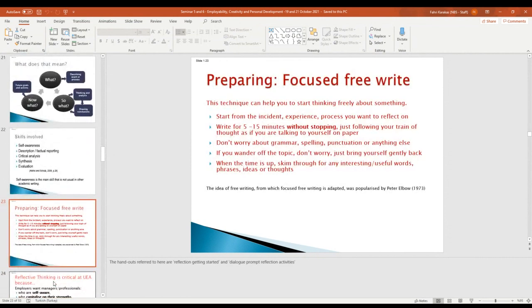So now let's prepare for writing. Open your notebook, think about an incident. You can also download the document and directly start typing in your critical incident.